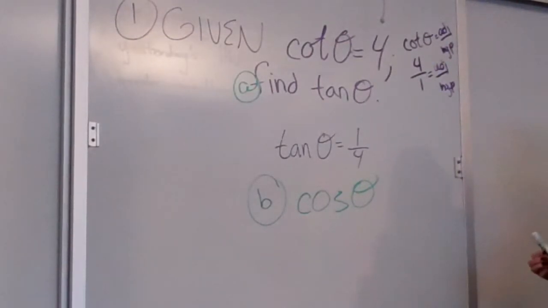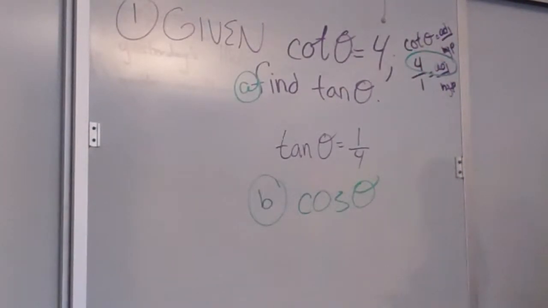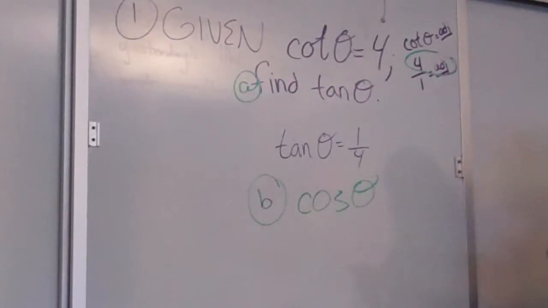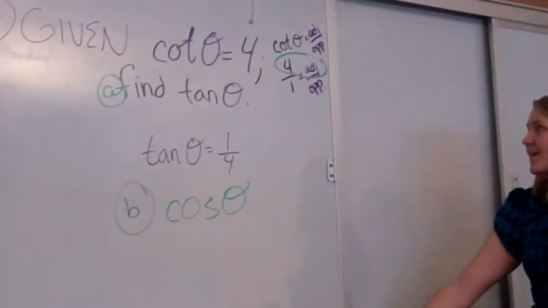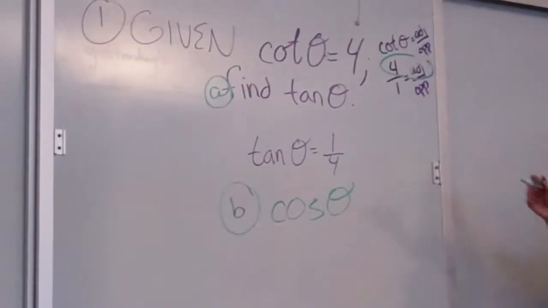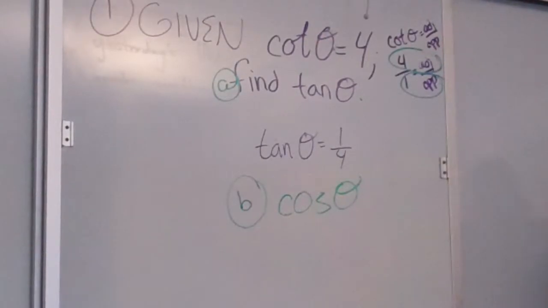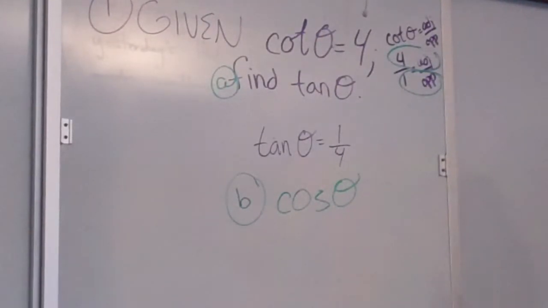Therefore, the length of the adjacent side is 4. Oh, I wrote hypotenuse, sorry. Opposite. That makes more sense. Opposite is the 1. You guys with me so far? See how it relates to the sides of the triangle?